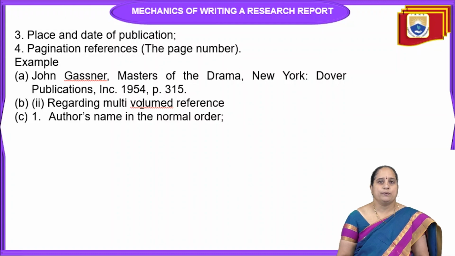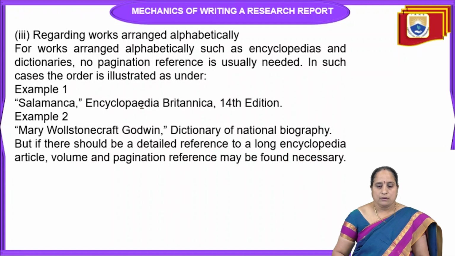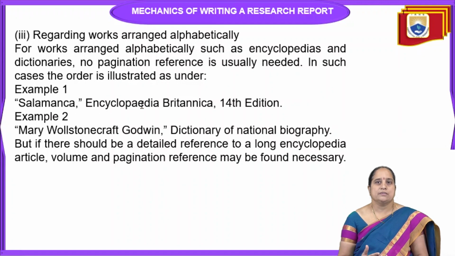Then place and date of publication and also the pagination references, which is nothing but specifying the page number. For example, John Gassner, Masters of the Drama, New York, Dover Publications, Incorporation, 1954, page number 315. And another reference, in case of multi-volume reference, author's name in the normal order, and the rest of the things we have to arrange in the same manner.